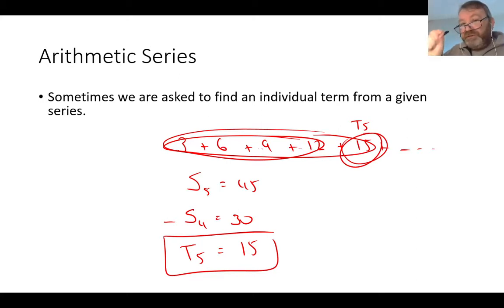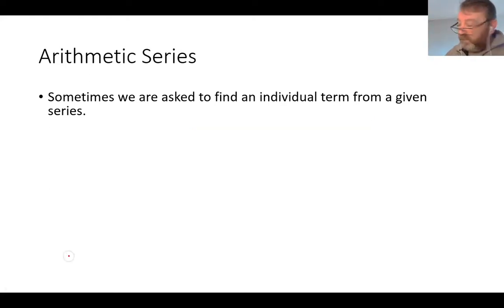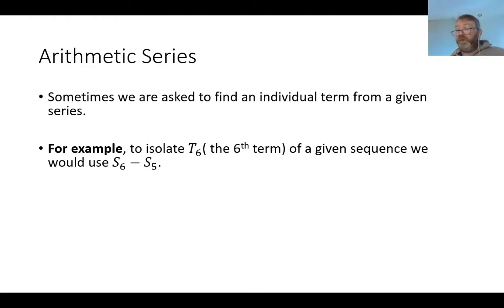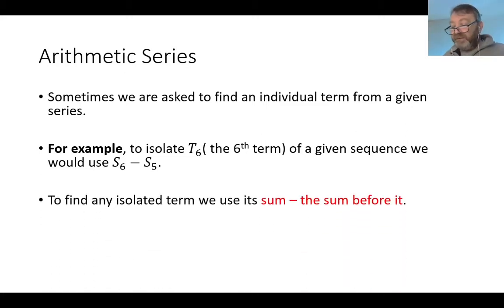So if you want to turn a series into an individual term, get the sum of the number of terms that you're looking for, and then remove the sum of the number of terms that are before that. For example, to isolate T6, the 6th term, we would take S of 6 minus S of 5. To find any isolated term, all you've got to do is work out its sum. So say, for example, I said, find T12. What do you do? Get S12 and remove S11. If I want to get the 21st term, what do I do? I get S of 21 and remove S of 20.